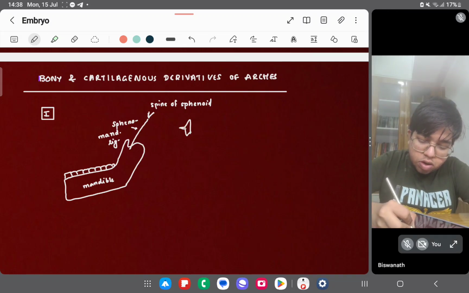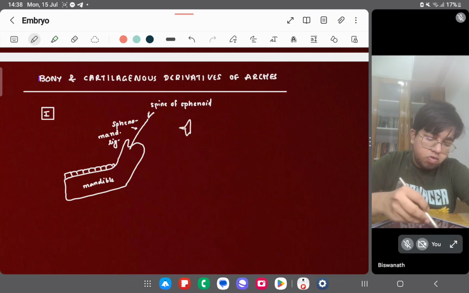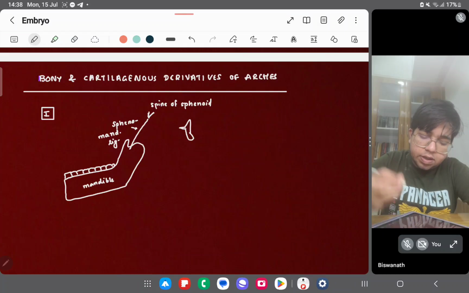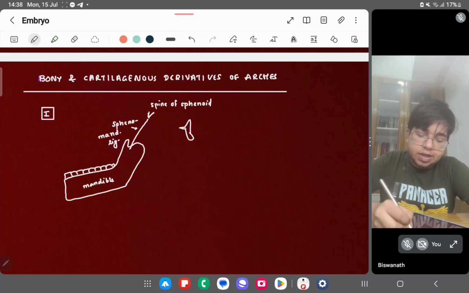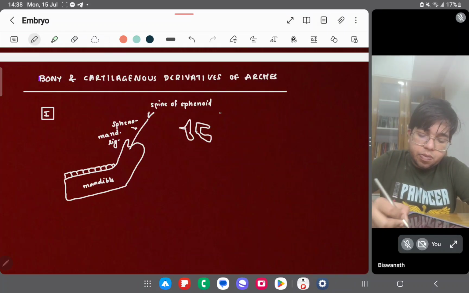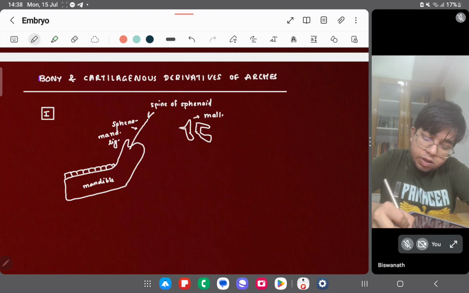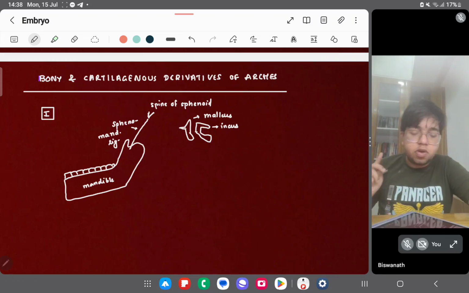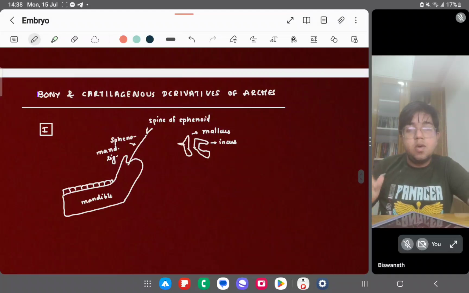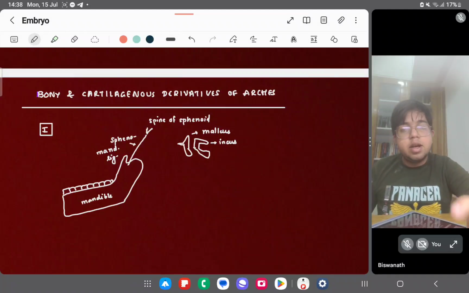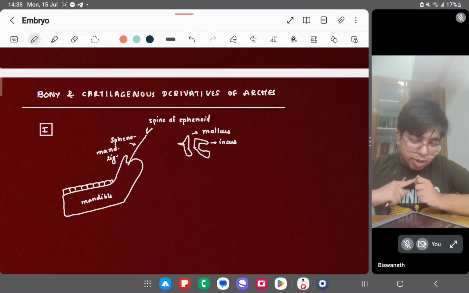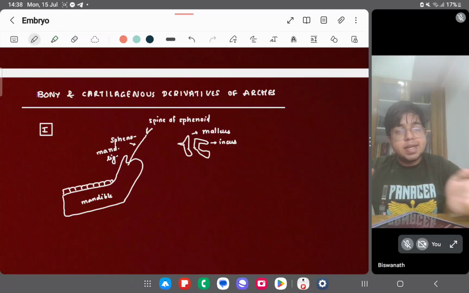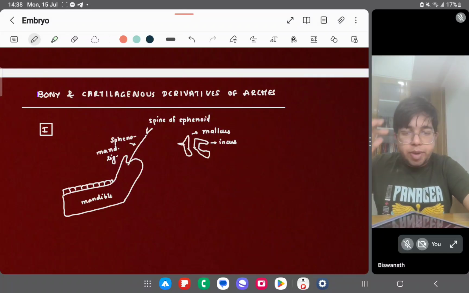Then we have our two ear ossicles, malleus and incus. So you know how to draw the malleus in an easy way. Just let me draw it like this. This is the malleus, and this is the incus. Done. So these are the derivatives of the first arch, which I have drawn in white, right? So what are the things? Mandible, spinomandibular ligament, spine of the sphenoid, malleus, and incus. Easy. No need to make a list and remember, or make a mnemonic and remember, right?